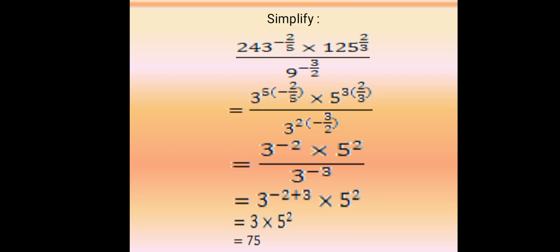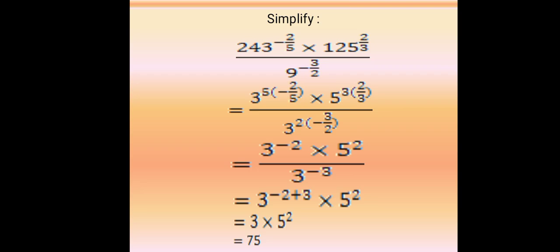Now, when the number has the same base and you are dividing, it means you subtract the powers. When you are multiplying, it means you add the powers. Now we have 3 as the denominator and 3 as the numerator. Now the numerator is 3 raised to the power of negative 2.